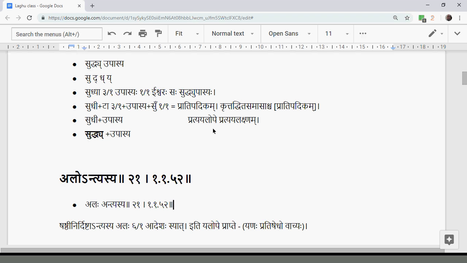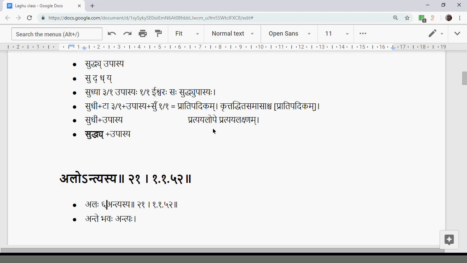Ante bhavah antya. Ante bhavah antya. That which is in the end is called antya. And antyasya alah. Antyasya alah. Shashti ekavachana. Antyasya. That letter alah which is at the end. So antyasya, that which is existent in the end. What is existent in the end? Al, a letter. So, padasya lopah na.